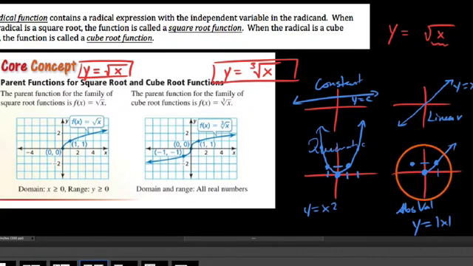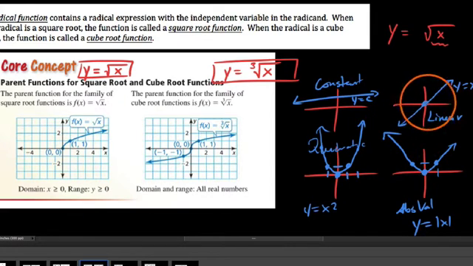Why go through all of this? Because if you know the shape of the parent function, and you know that all of these, with the exception of the constant function, go through 0, 0 and 1, 1, then all you need to do is memorize the basic characteristics of the graph and the basic domain and range, and you can sketch any of the functions in that family knowing your transformations very well. So let's take a look at our square root function and our cube root function.